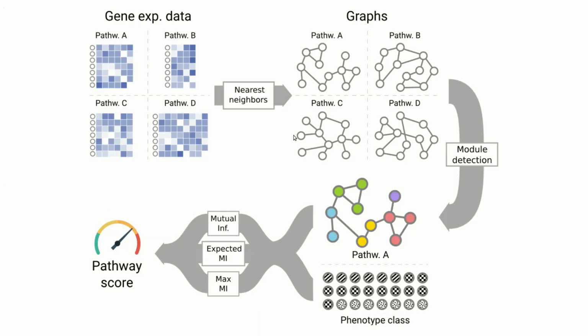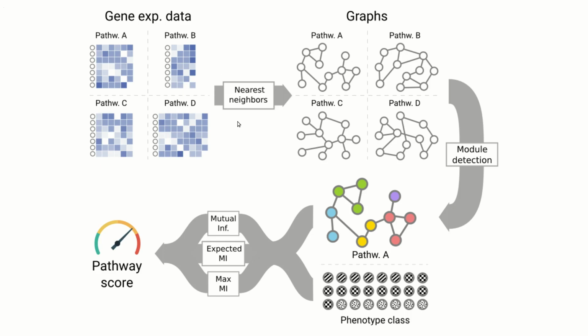So now, how do we use mutual information to do pathway analysis? Well, this is our idea. We start with gene expression data. So for each pathway, we select the genes belonging to that pathway and subset the gene expression data. And for each pathway, we generate a nearest neighbor graph.